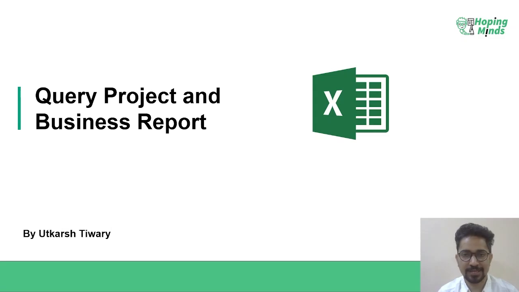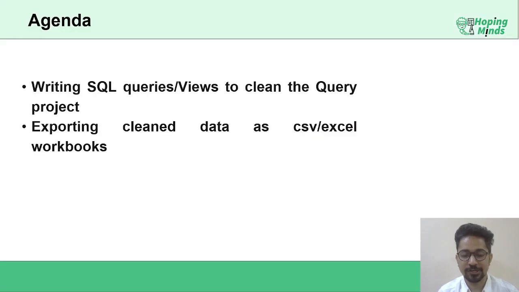So guys, let's have a look at the agenda for this session. The agenda includes writing the SQL queries slash views to clean the query project dataset, and then we shall be exporting the cleaned data as Excel slash CSV workbooks, right? Till the previous session, we have imported the data into SQL, and we have seen the different malformed values that we have in the tables. So the next step is to proceed with the cleaning and the transforming part, based on which we can generate a report. So guys, let's switch to the SQL workbench.